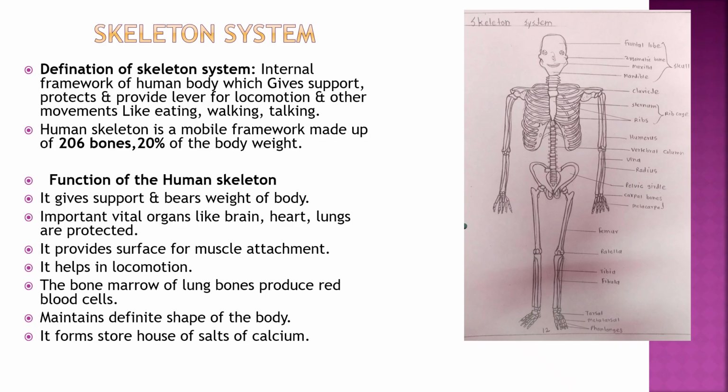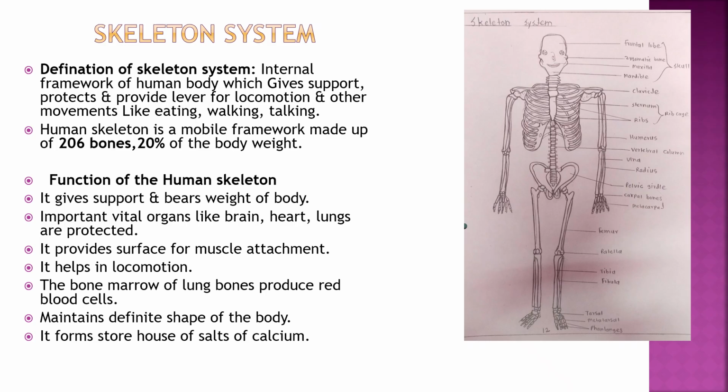So in that, what is skeletal system? It is the internal framework of the human body which gives support, protects and provides levers for locomotion and other movements like eating, walking, talking, running, jumping. So all movements are because of the skeletal system.